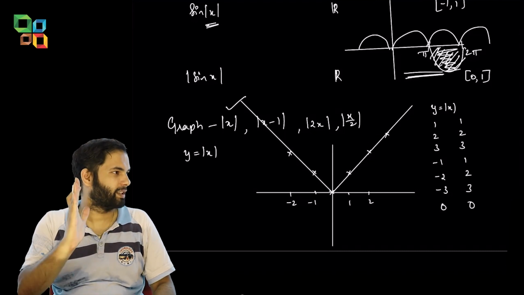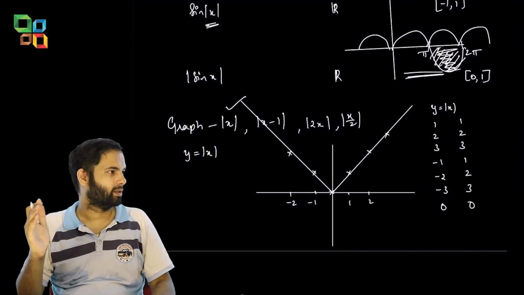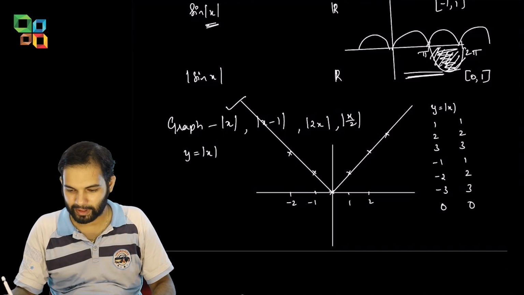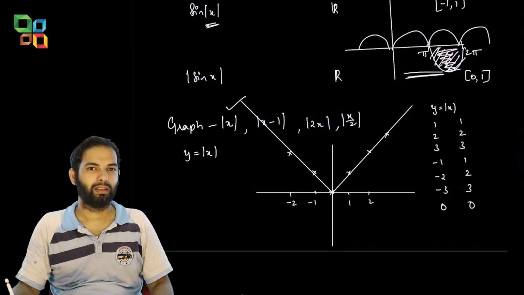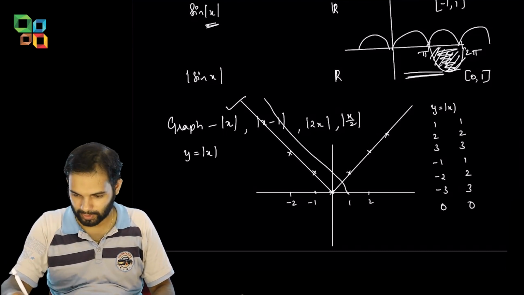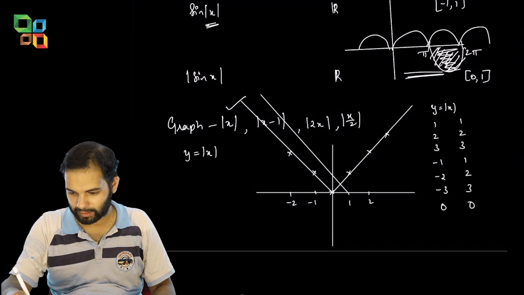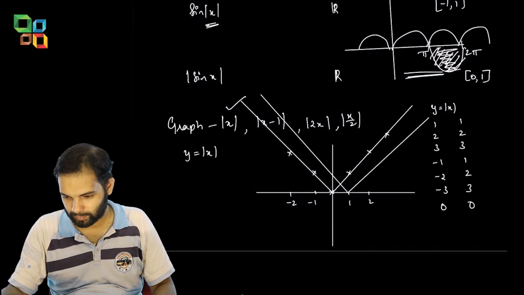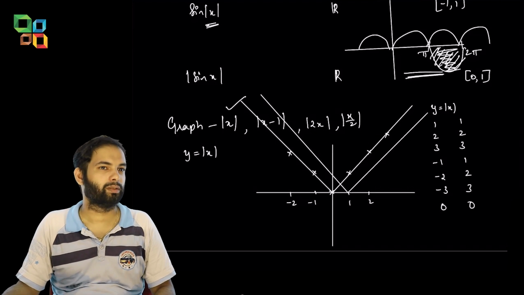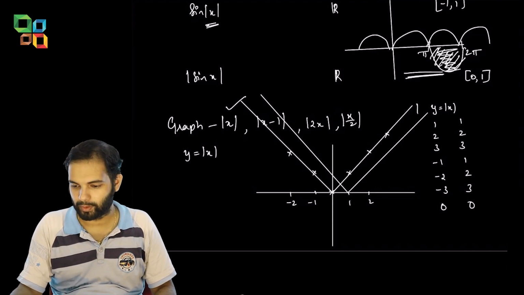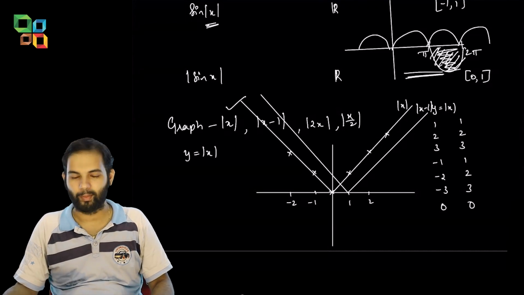Fine. What about mod of x minus 1? Same graph, shifted 1 unit to the right, because it will be 0 when x is 1. The rest is the same. So your graph should look something like this. This is for mod of x minus 1. This is mod x.